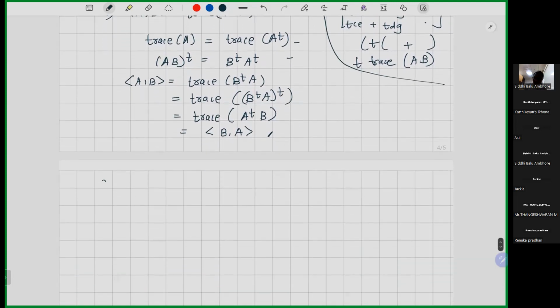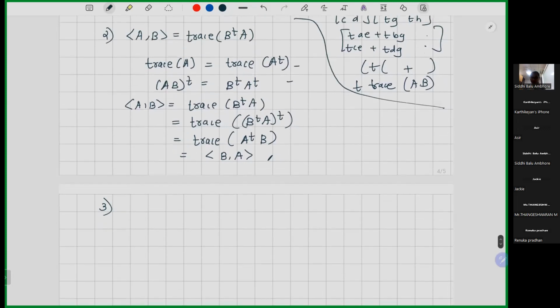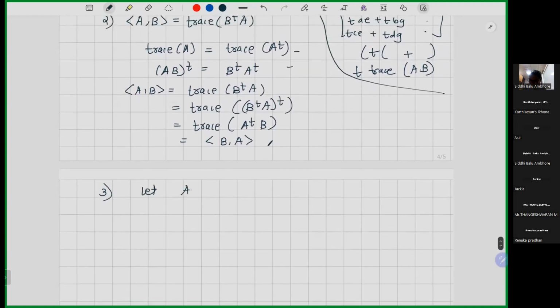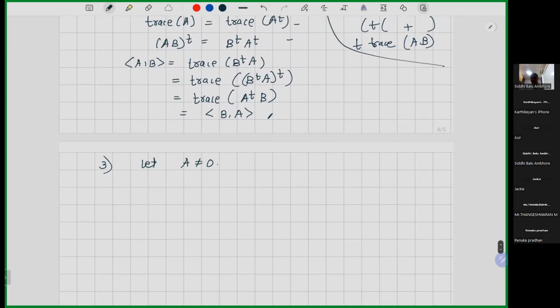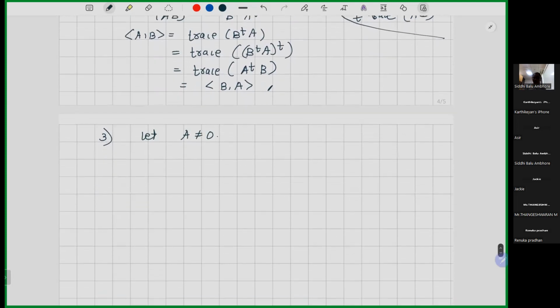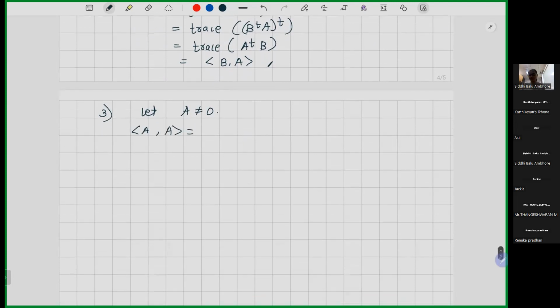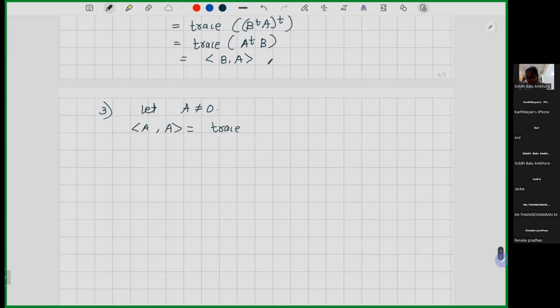And the third one is positivity. So let A be a non-zero matrix. Then what is A comma A? Please let me know if anything is unclear. Okay, this is trace of A transpose A. And what is this?